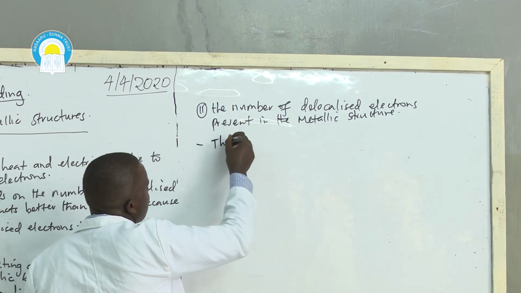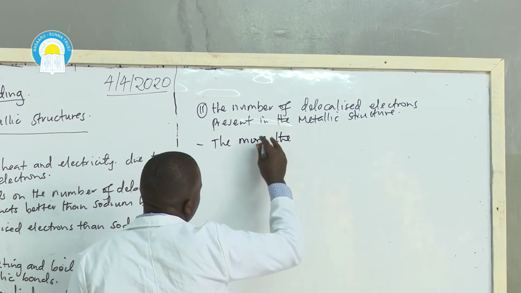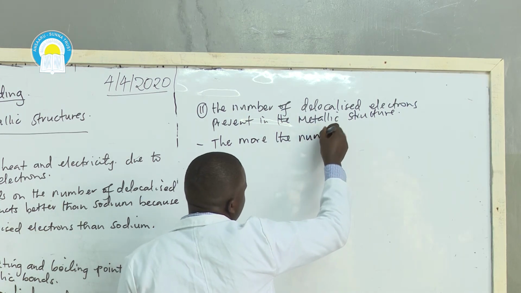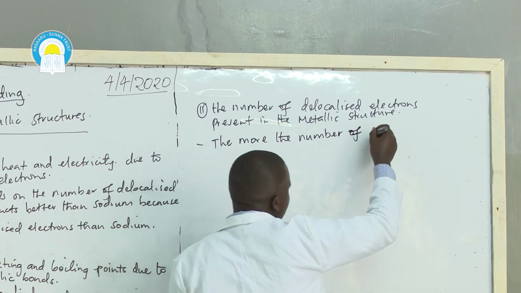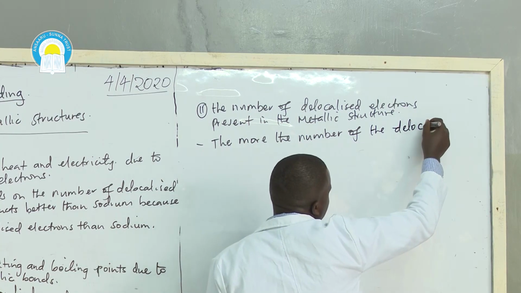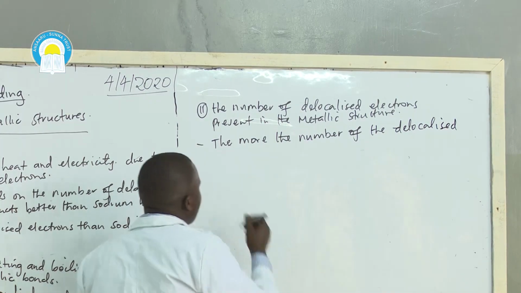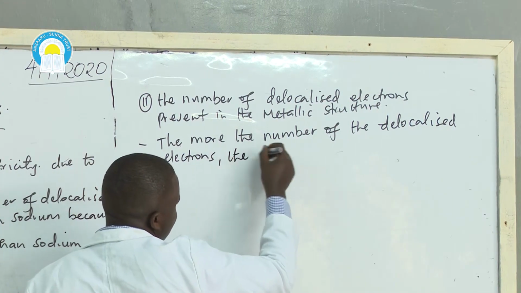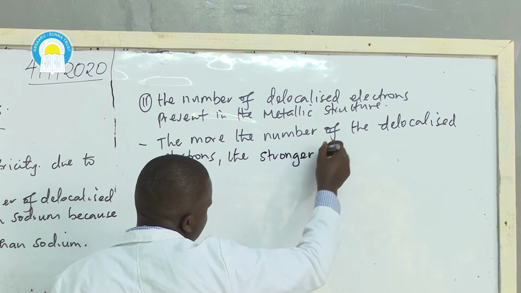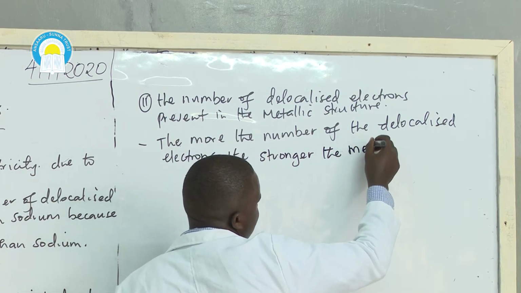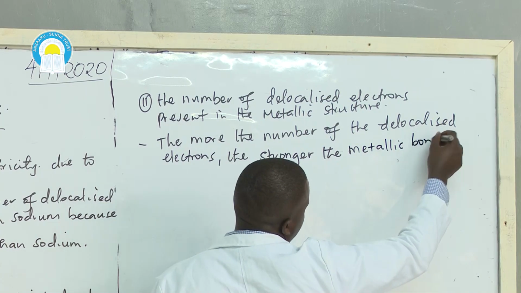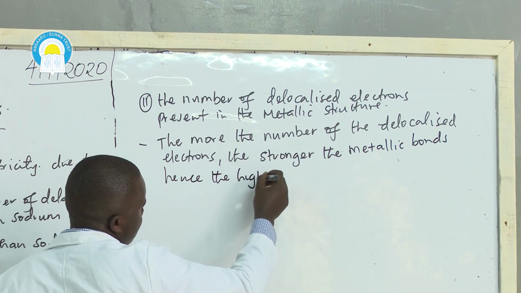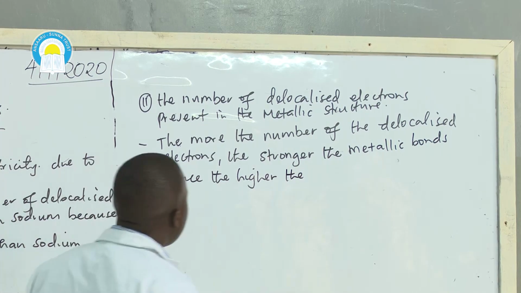So the more the number of delocalized electrons, hence the higher the melting and boiling points.